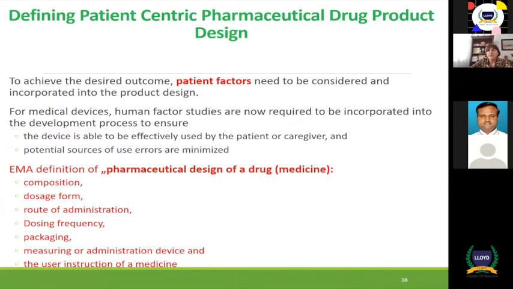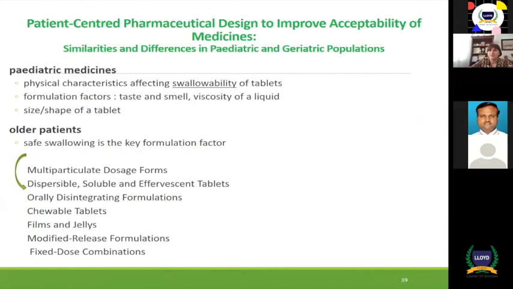These are some examples from the literature, showing how important the EMA definition for the pharmaceutical design of a drug is. These are important in the quality target product profile: composition, dosage form, route of administration. These are what I put in the pre-formulation design, because EMA wants these data, so we have to preset these requirements.